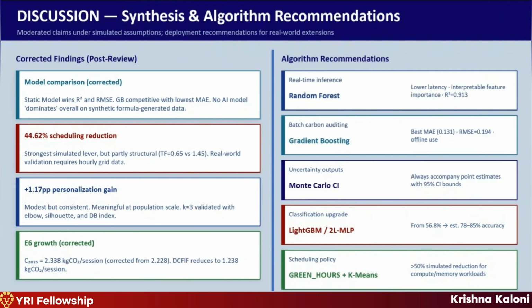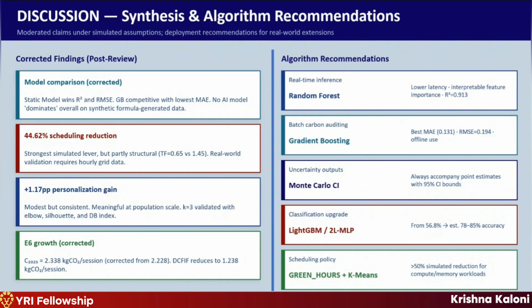Now the discussion. The synthesis here is that simple interpretable models are surprisingly competitive on synthetic formula-generated data. This is not a failure of the framework, it's an honest finding. In a real-world deployment where formula inputs are unavailable and nonlinear effects are present, tree-based models will likely outperform linear ones. For algorithm recommendations, random forest is preferred for real-time inference, given its low latency and interpretable feature importance. Gradient boosting is better suited for offline batch carbon auditing, where its MAE advantage matters. Monte Carlo confidence intervals should always accompany point estimates.